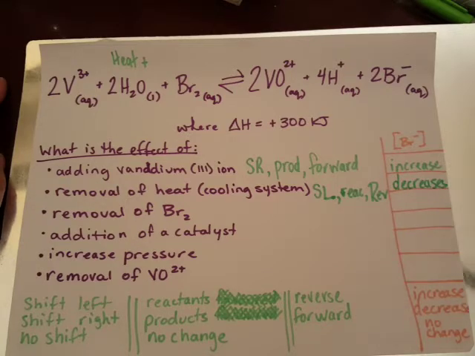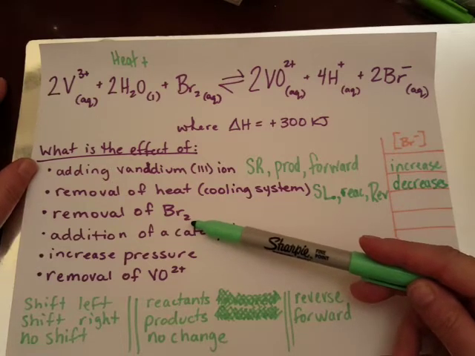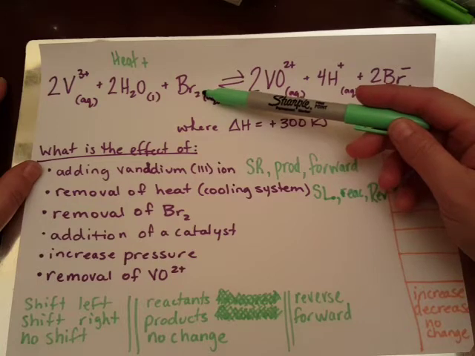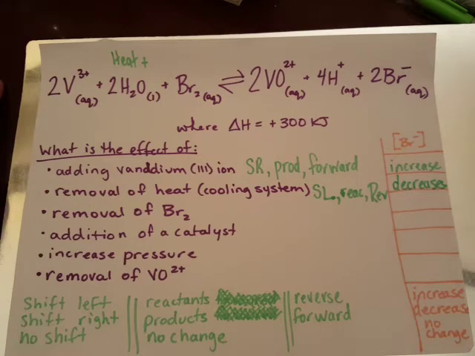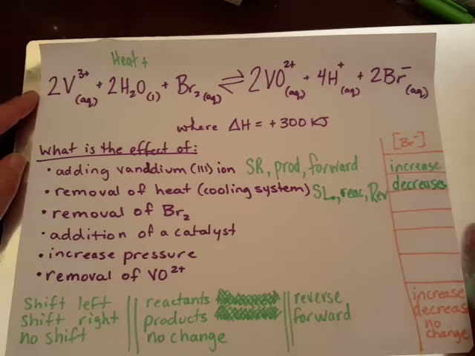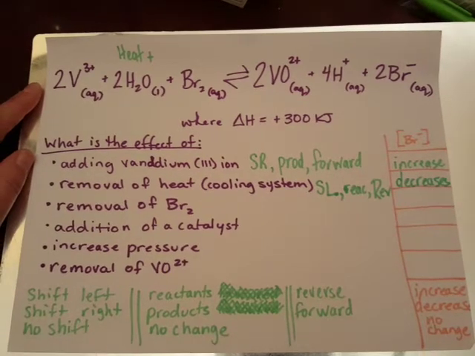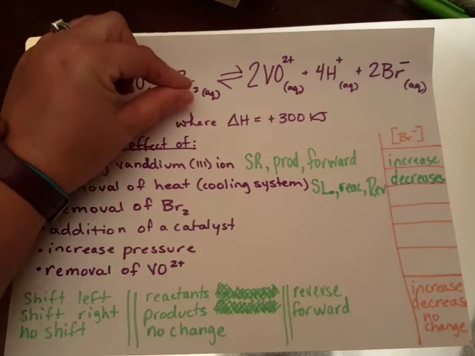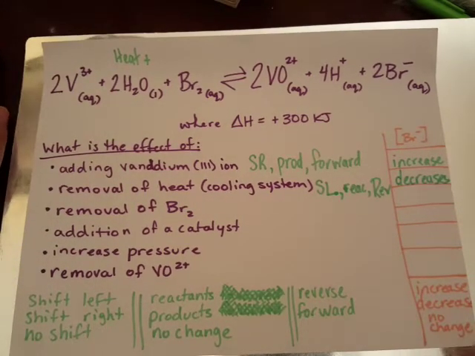Okay, reset. Let's remove some Br2. So let's take some of that bromine, those bromine molecules, and remove them. It could be by a drying agent. It could be captured in some other way, but we're removing that from the system. And so what we would see is significantly less of that. The concentration would be decreased in the reactants.